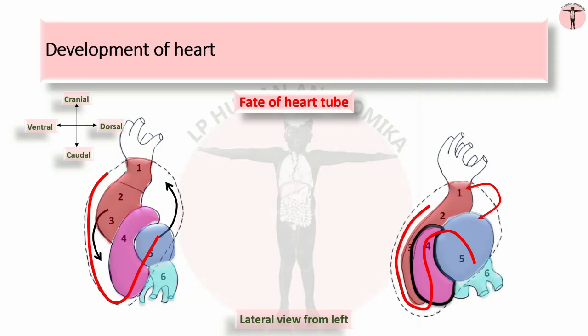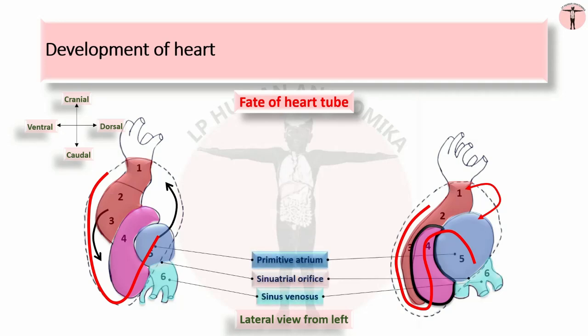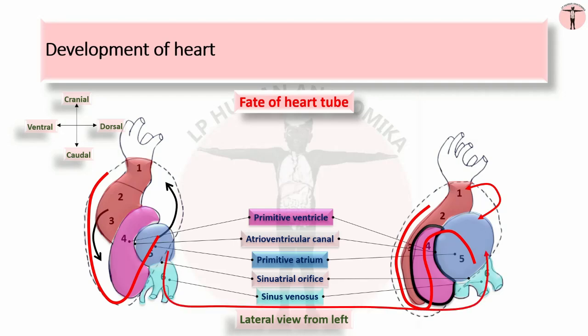The passage between the atrium and the sinus venosus forms the sinoatrial orifice. The junction between the atrium and the ventricle narrows to form the atrioventricular canal. The atrial portion, initially a paired structure present outside the pericardial cavity, forms a common atrium and is incorporated into the pericardial cavity. The bulbous cordis divides into three parts.